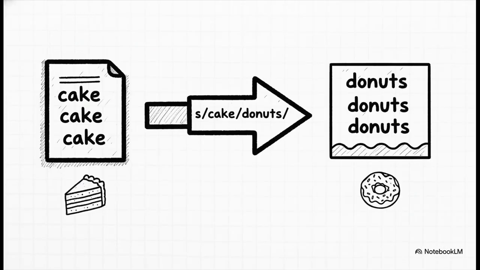You can see here sed's most common job is substitution. That s actually stands for substitute. In this example, sed is going to go through the file and, for each line, it'll replace the first time it finds cake with donuts. This makes it an absolute workhorse for stuff like tweaking configuration files or editing text inside scripts.